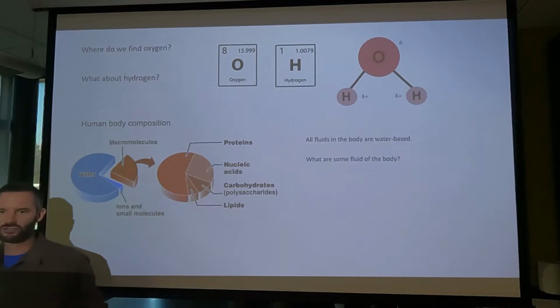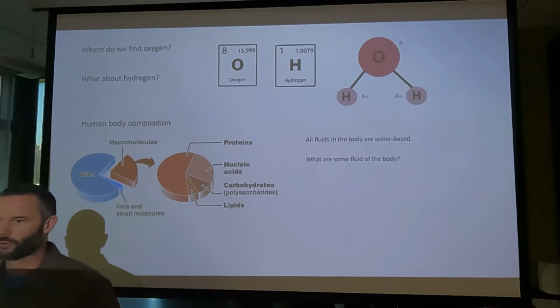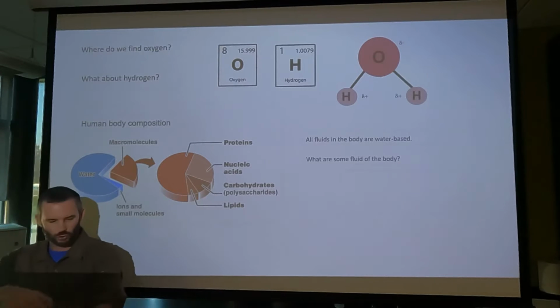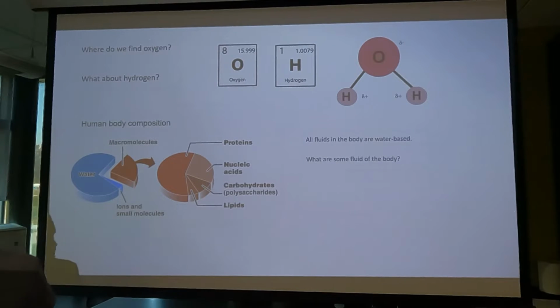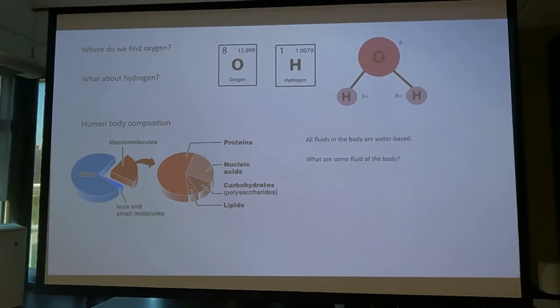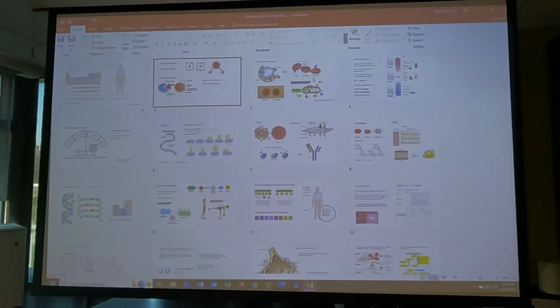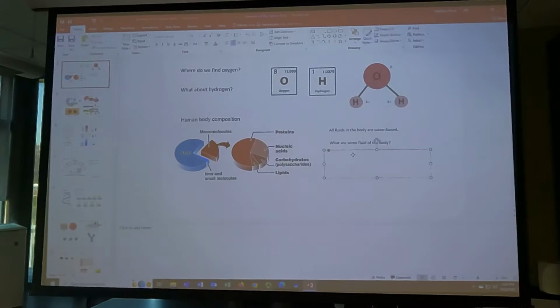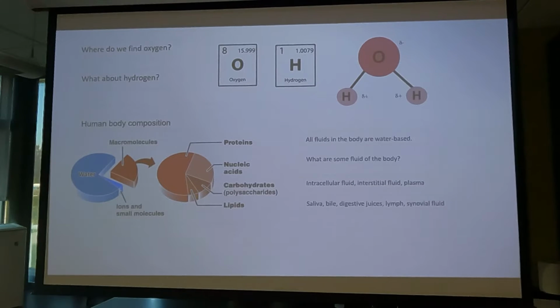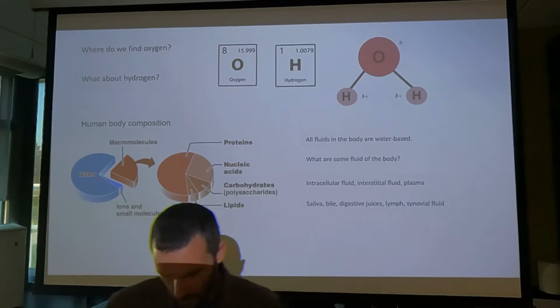Going through the digestive tract, there's saliva, gastric juice, pancreatic juice, and bile. In the joints of the body, all of these synovial joints have a cap around them and they're filled by synovial fluid. So there's water all throughout the body. Intracellular fluid, interstitial fluid, plasma. Okay.